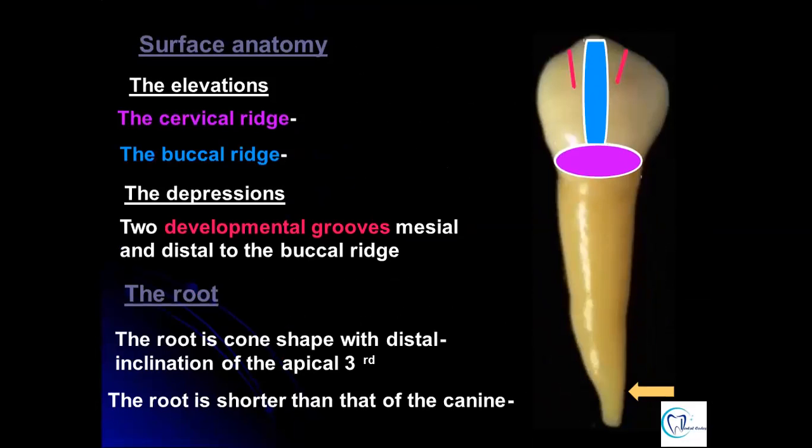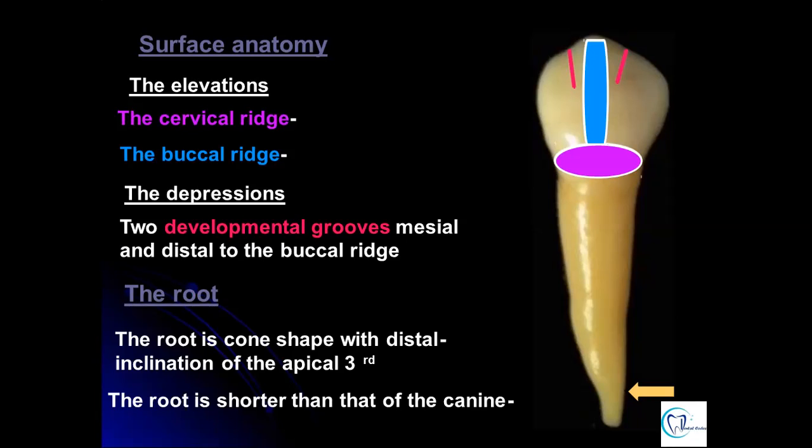When you see the surface anatomy from the buccal surface, there are two elevations. One is the cervical ridge, second is the buccal ridge. You can appreciate the purple color marking for the cervical ridge and the blue marking for the buccal ridge, that is the buccal ridge prominence. Because of this buccal ridge prominence, there are two developmental grooves which are present mesial and distal to the buccal ridge. These are mesial and distal developmental depressions. Also, the root is conical with a slight distal inclination in the apical third. And when we compare the length of the root, it is shorter than that of canines.